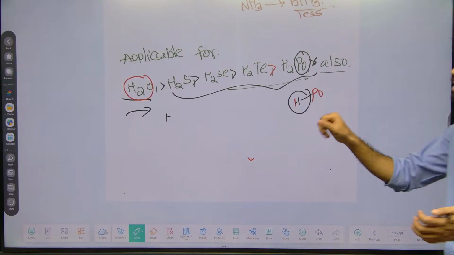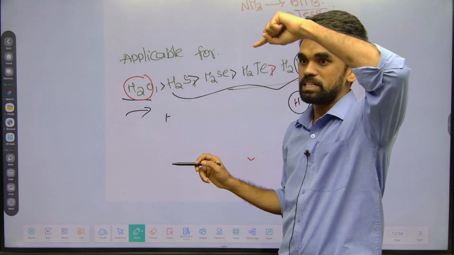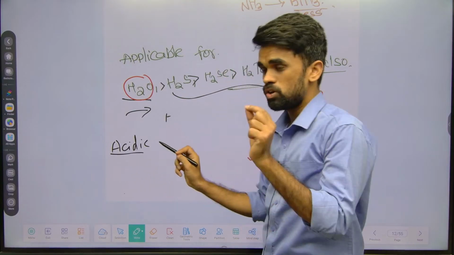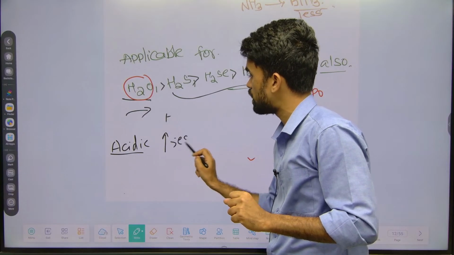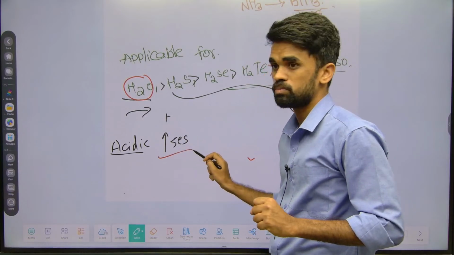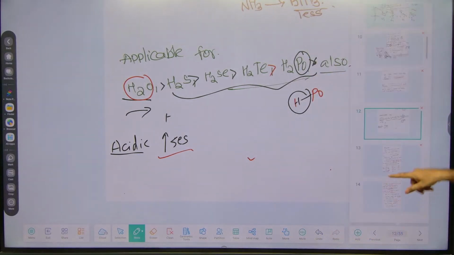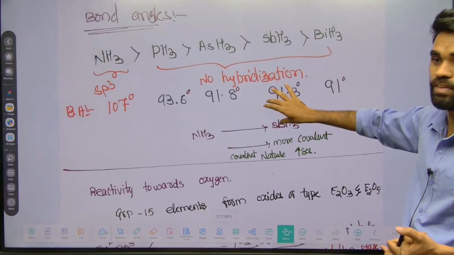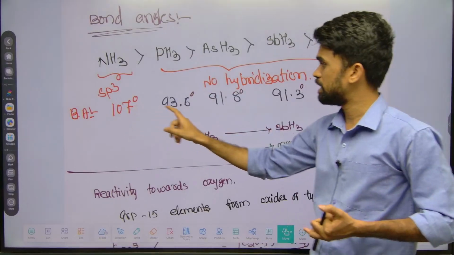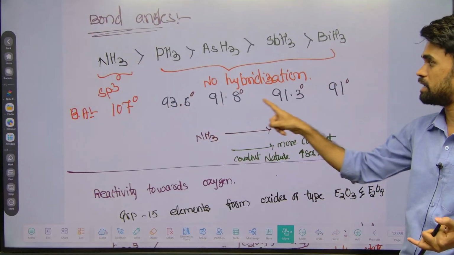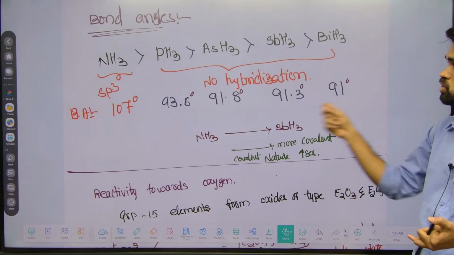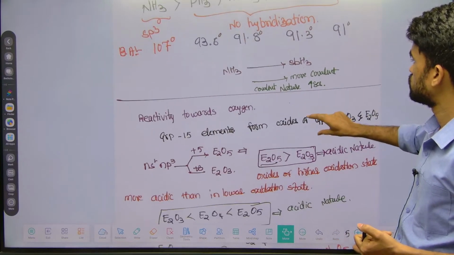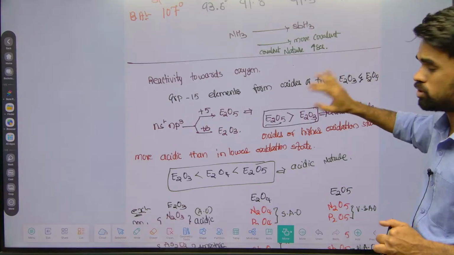Okay. Next, there we saw the basic nature. Here it is acidic nature. What am I saying here? Acidic nature increases down the group. Okay. Next, what are the bond angle values I gave you? First one 107.5, the next 93, next 91.8, 91.3, 91. So now what is happening to the bond angle down the group? Decreasing. You already wrote those orders, no need of writing all this.